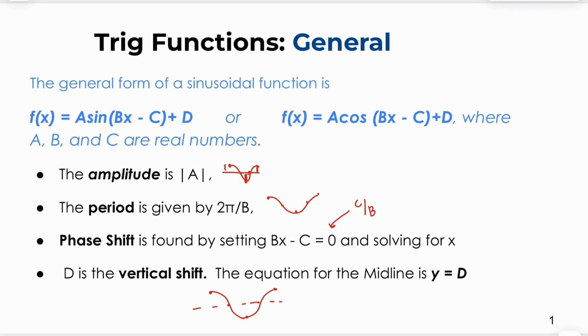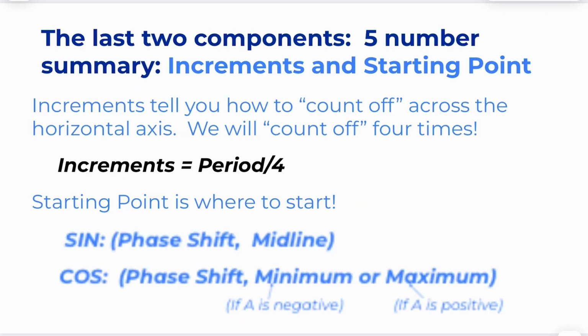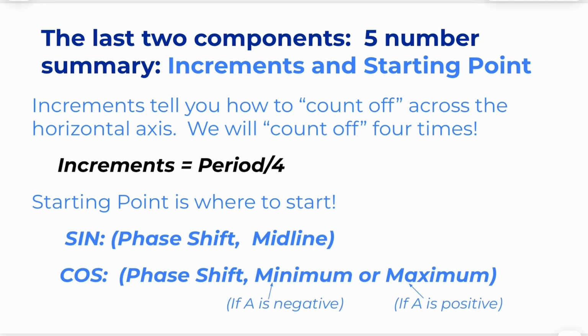Okay, we are going to use these components plus two other things to graph the cosine function. Once we have found all the other components, there's just two more things we want. And the first is the increment. The increment is going to be the period divided by 4. And that's because cosine from here to here is one period, it's normally 2 pi, but that's what one period is. It is one full cycle.